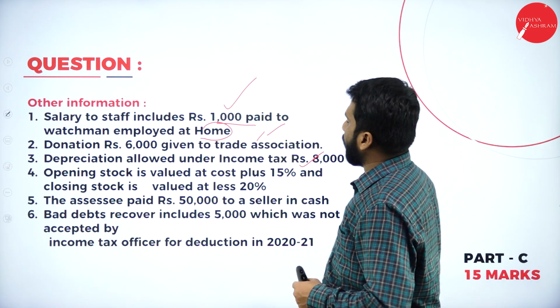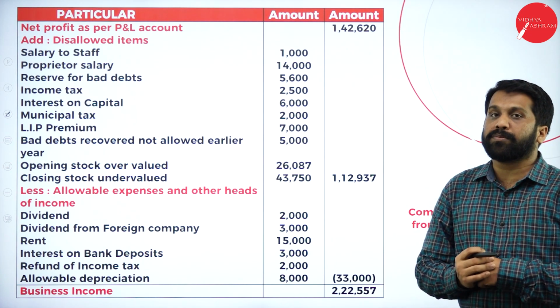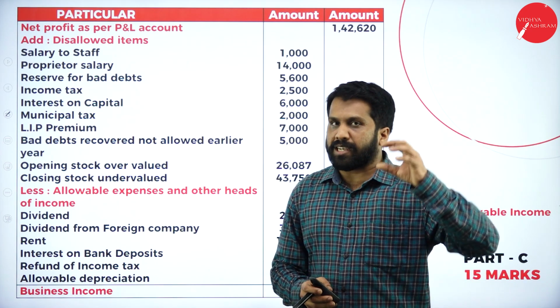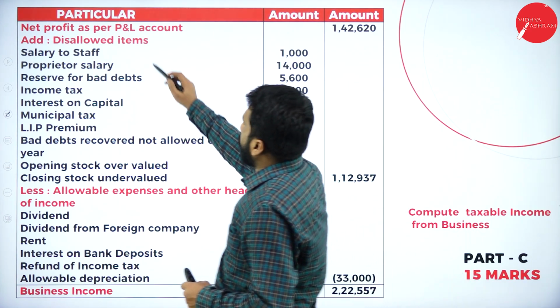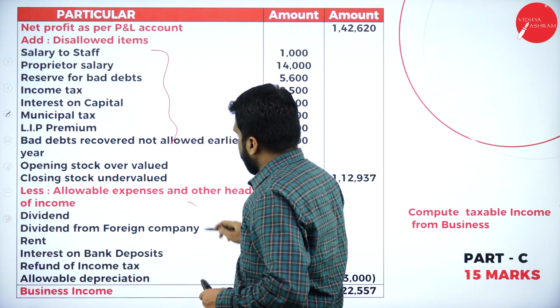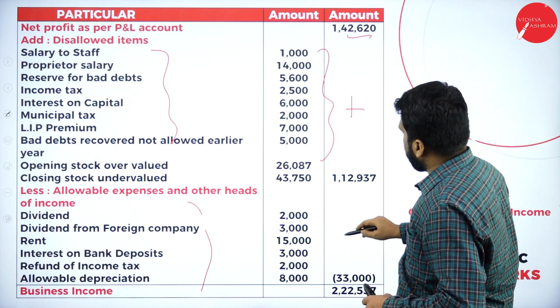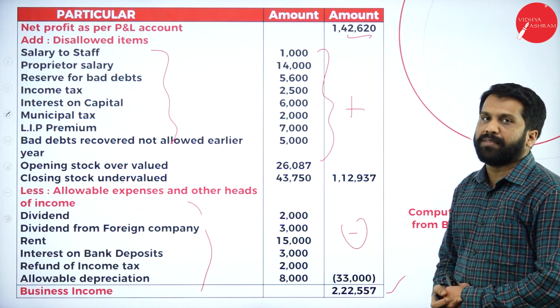Yes, all the adjustments you have. I have given you the answer also. Please work it out at home. I told you the concept. I told you which are allowed items, which are disallowed items. Please follow that. Now, all the disallowed, all the allowed: net profit, add this, minus this. Your final answer, 2,22,557.